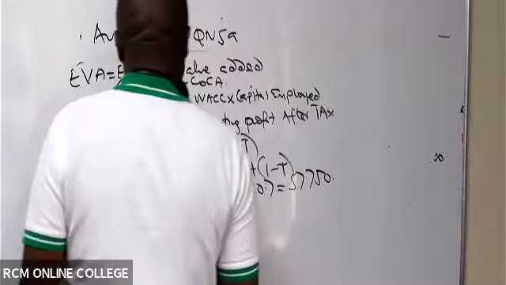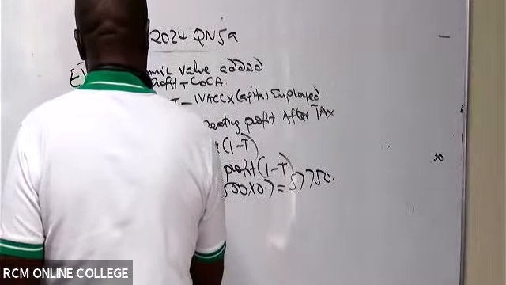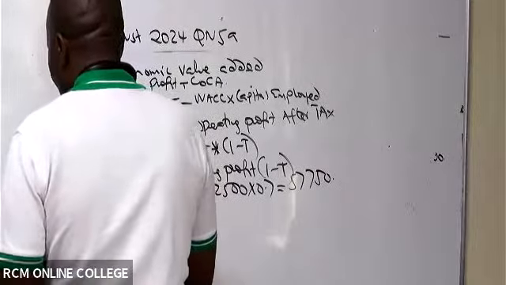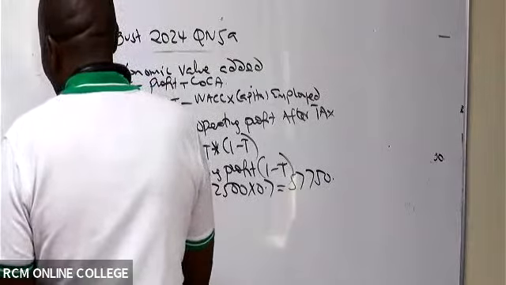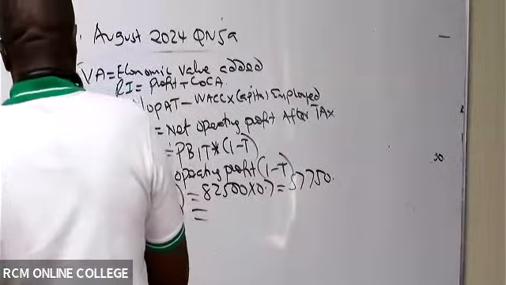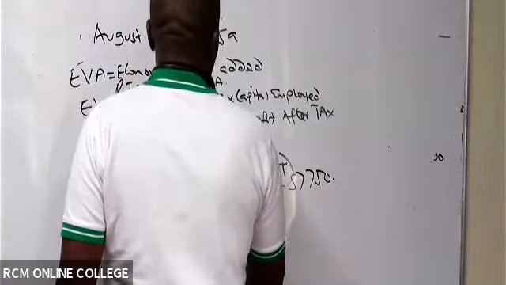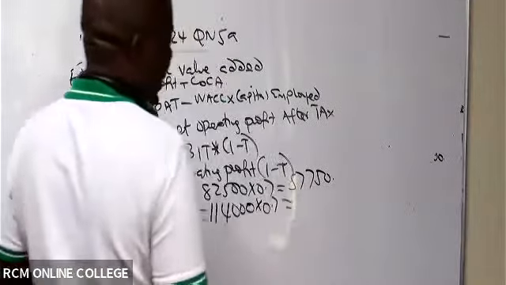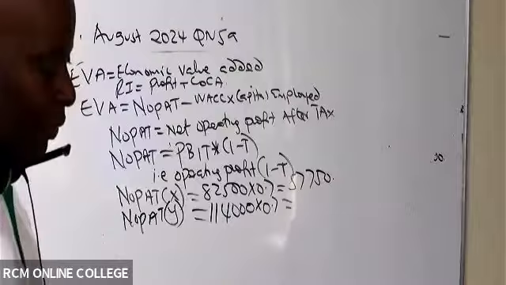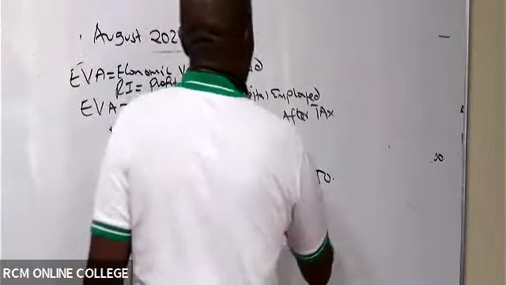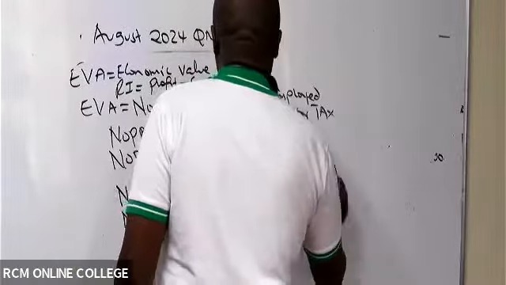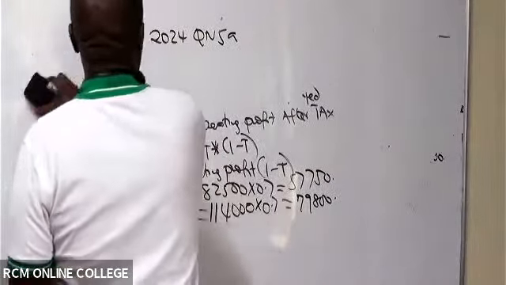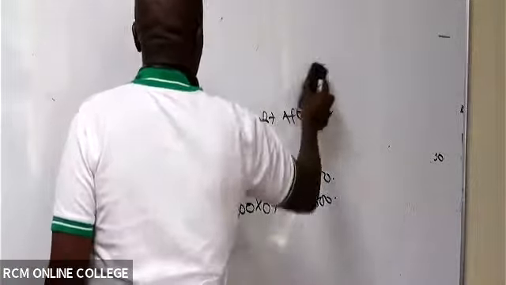Then NOPAT for Y. I can see the operating profit for Y is 114,000. 114,000 times 0.7 gives us 79,800. Then you can go back and apply the EVA formula.